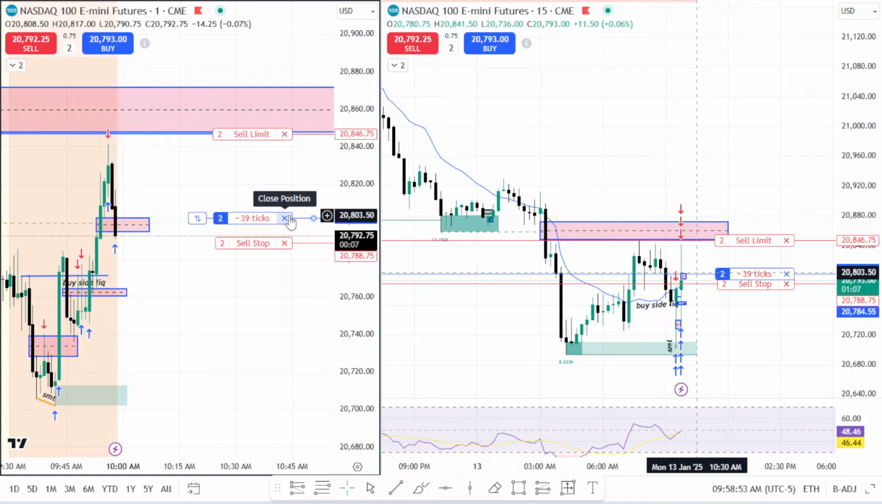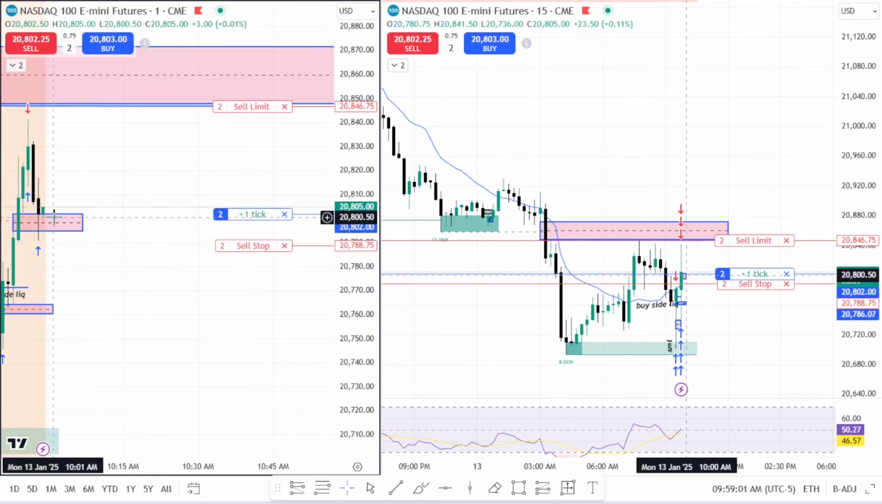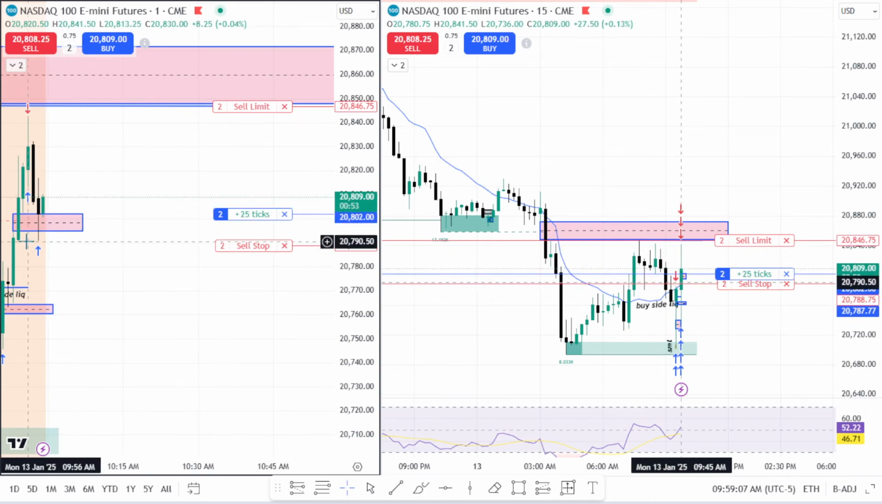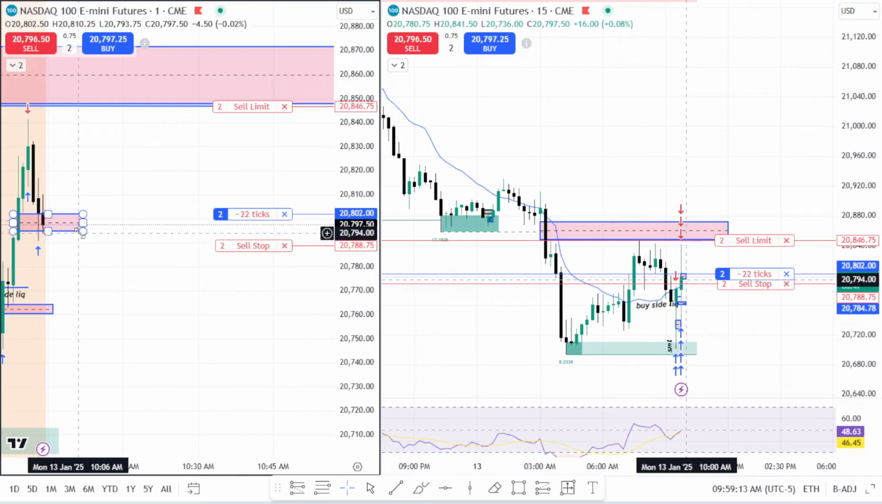We didn't inverse this gap completely. But actually, let's see what happens. So look, we rejected off of that. That's actually good. So we rejected off of this. Boom. We wicked out of that. So possibly looking to target stop losses.